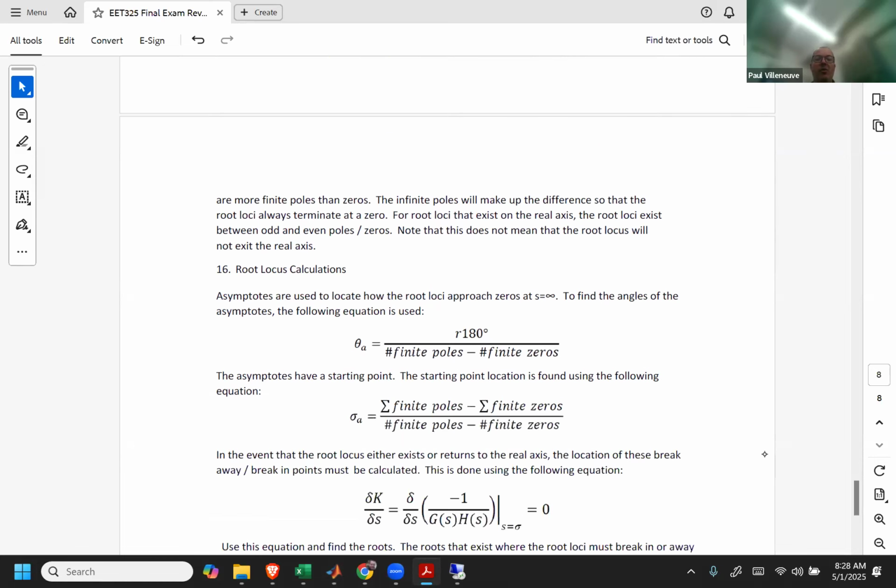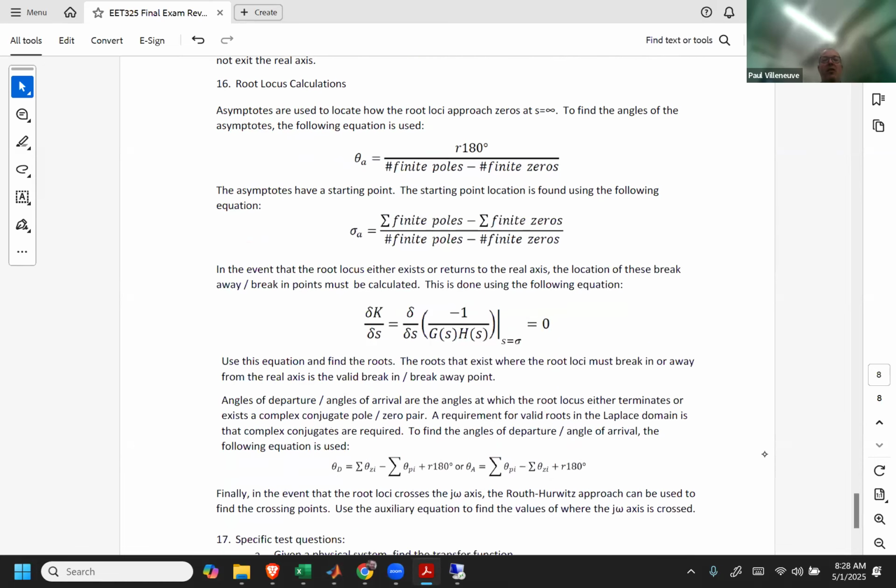And then we do some root locus calculations. So we have sigma A, which is the location of where our asymptotes are, and the angles of our asymptotes. Sigma A is going to be the location or the centroid of where those asymptotes take off.